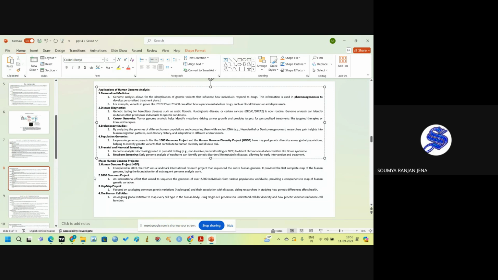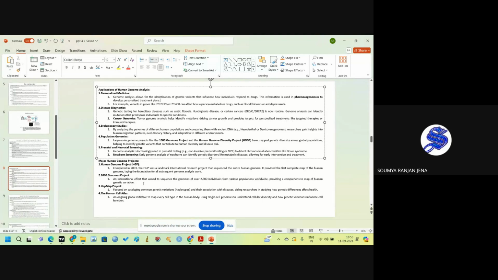And these are the major human genome projects. The Human Genome Project was completed in 2003, and this was a landmark because we know the whole genome sequence of the DNA. It was an international research project that sequenced the entire genome and provided a first complete map of the human genome, laying the foundation of all subsequent genome analysis work. This is the foundation.